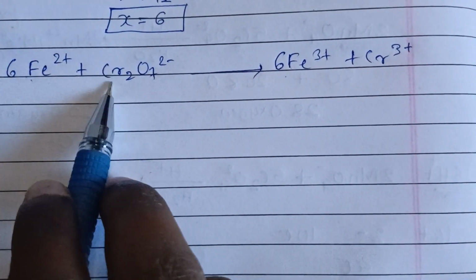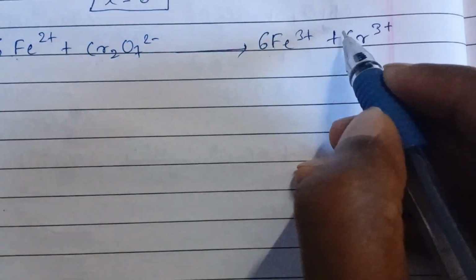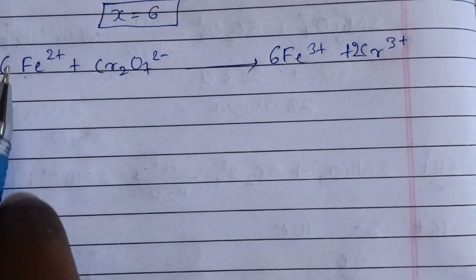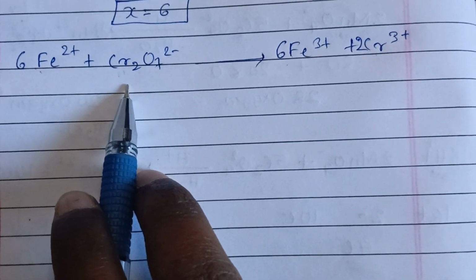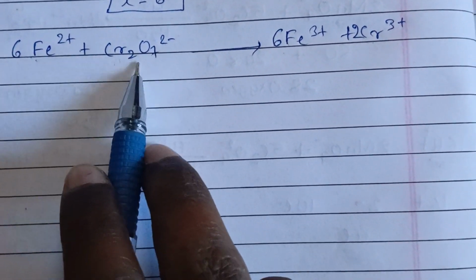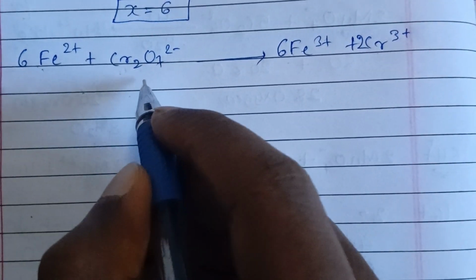Now here you have a total of 2 chromium, but here only one chromium is present, so I will write 2 here. So you got to know that every other atom is now balanced. When this step is over, now you have to balance the oxygen. So remember this every time, okay?